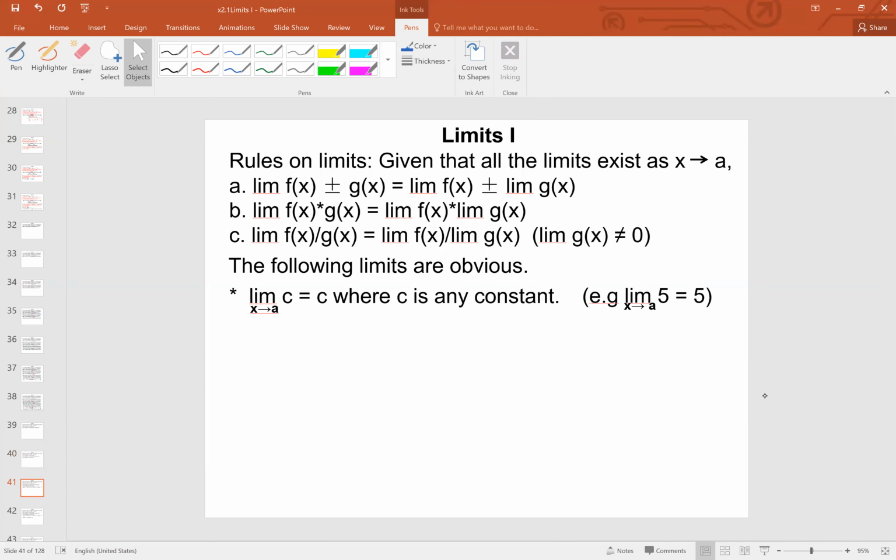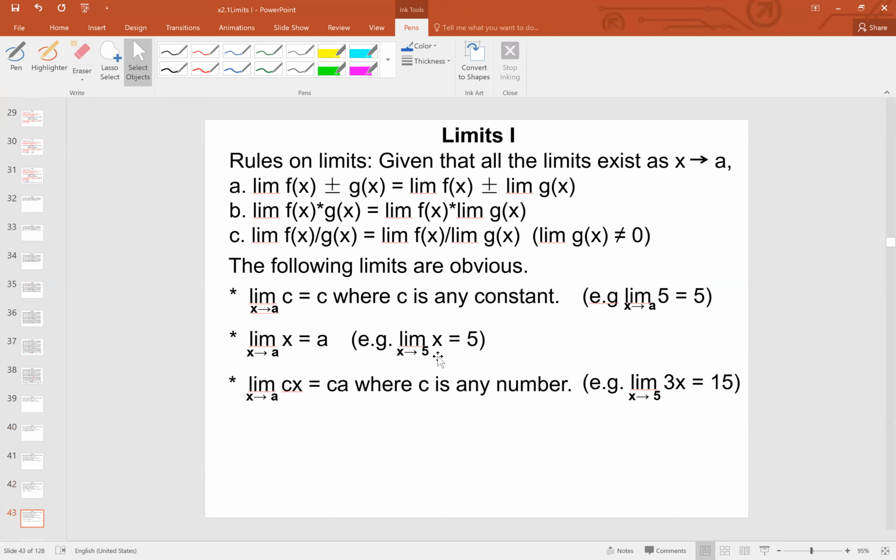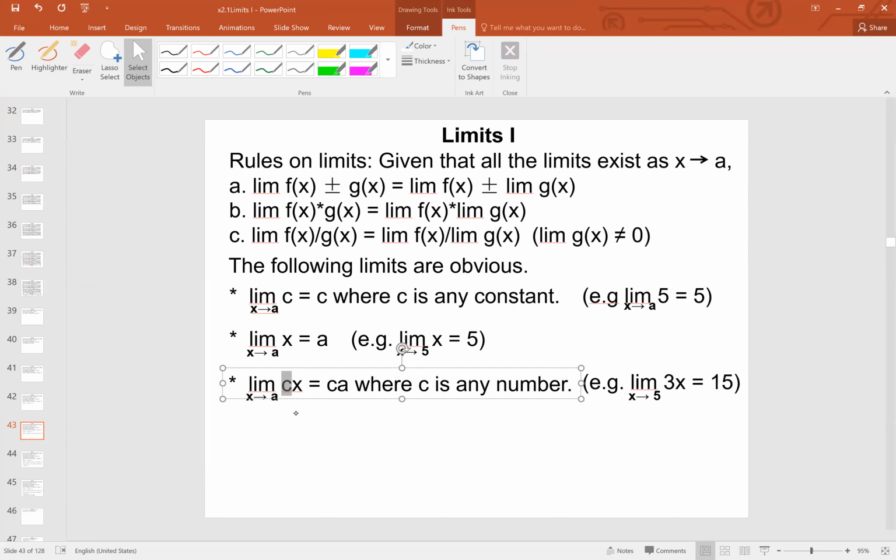They have some basic limits. A constant never changes, so there's no x. So as x goes to any number a, the limit of a constant c is c. As x becomes closer and closer to a, the limit of x is a. So as x becomes closer and closer to 5, the limit is 5.